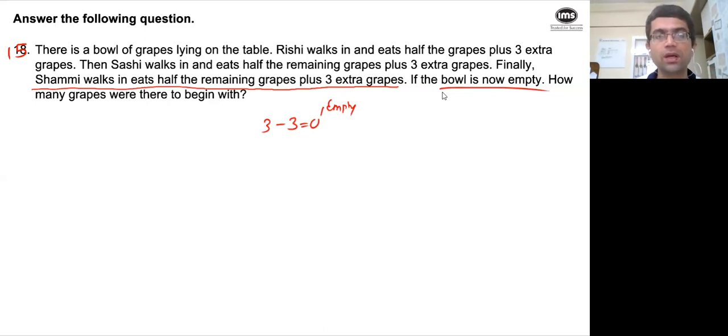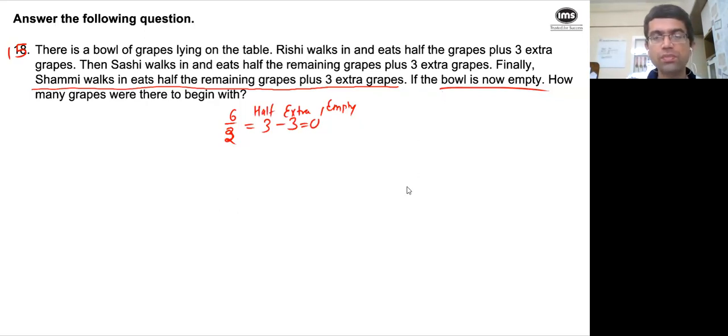But Shammi ate half the remaining grapes plus 3 extra grapes. So can I say there were 6 grapes? He ate half of them and there were also 3 more grapes that he ate. So there were 6 grapes. He ate half of them, so he ate 3. 3 were left and he ate 3 extra grapes. So these are those extra grapes and these are half of 6 that he ate. Is everyone clear so far?